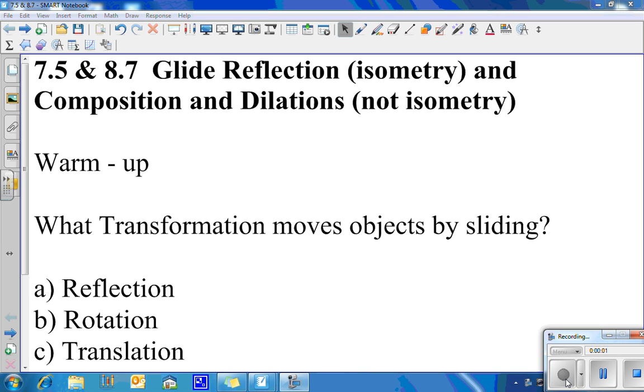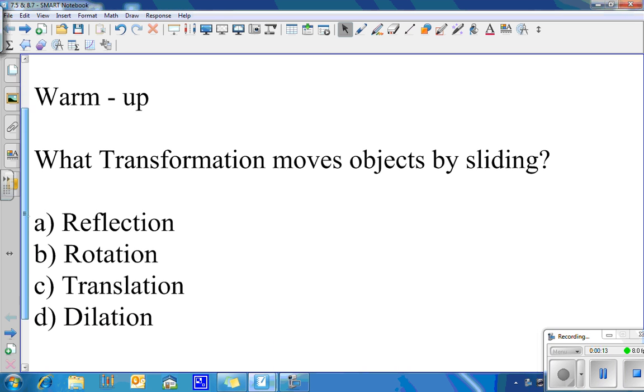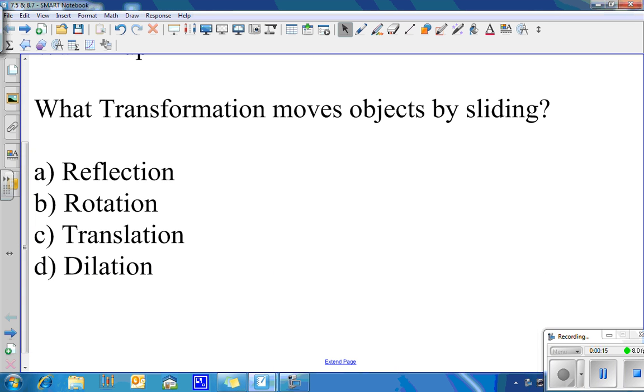Last section of notes is 7.5 and 8.7, glide reflection being a symmetry, and composition and dilations, not a symmetry. Our warm-up today is dealing with transformations. Which one moves the objects by sliding? Is it a reflection, a rotation, a translation, or a dilation? And of course, it is a translation. It glides, it slides.